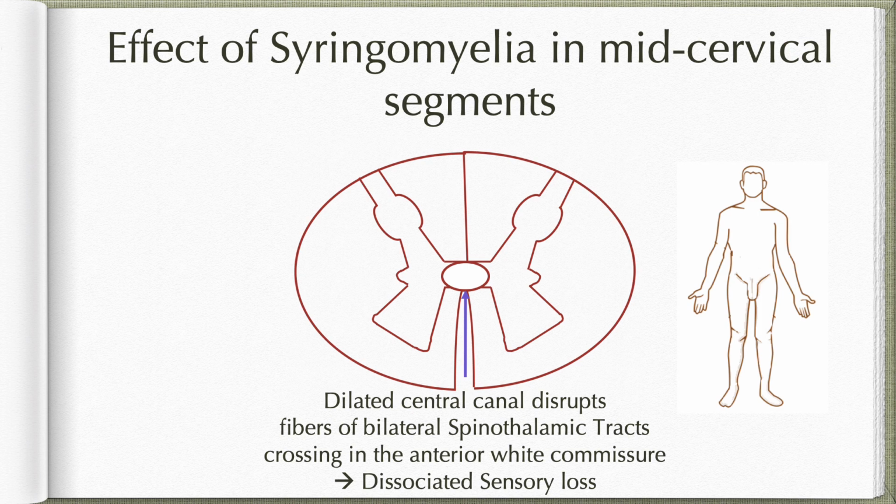So the patient will have absence of pain and temperature at that level. But in the same segments, the touch and the position sense are not affected because the dorsal column is not involved at all. So this is a classic feature of Syringomyelia. Patient has burn injuries, but the patient doesn't feel the pain.